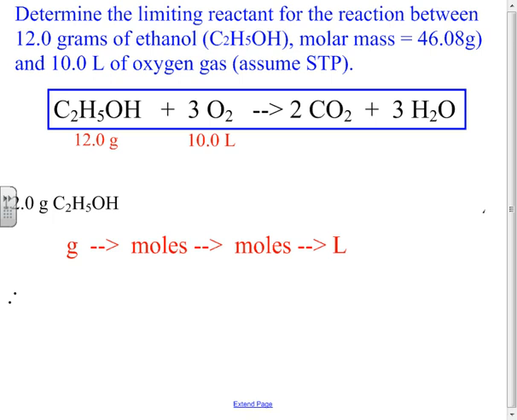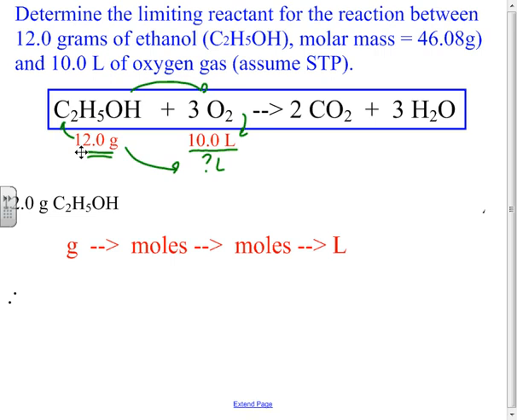This time we're given 12.0 grams of ethanol, and it's going to be combusted in 10 liters of oxygen. And if we want to find the limiting reactant, again, I've got two options here. I can go grams to moles to liters and see if I get a number bigger or smaller than this 10 liters. Again, I'm asking the question, if I have 12 grams of this, how many liters of this do I really need, more or less than that 10.0?